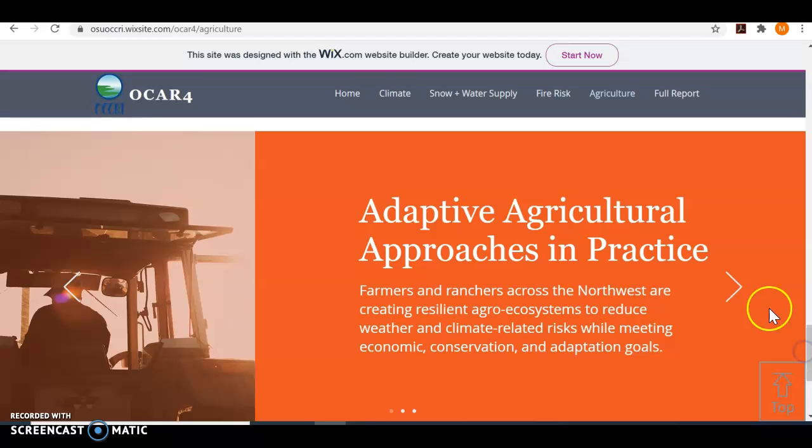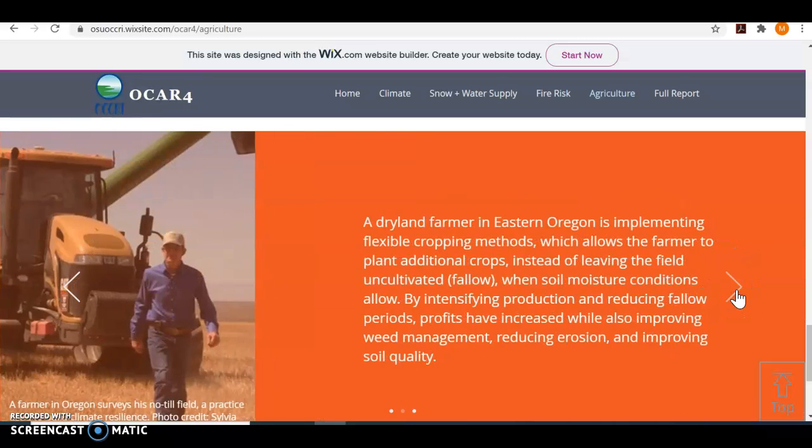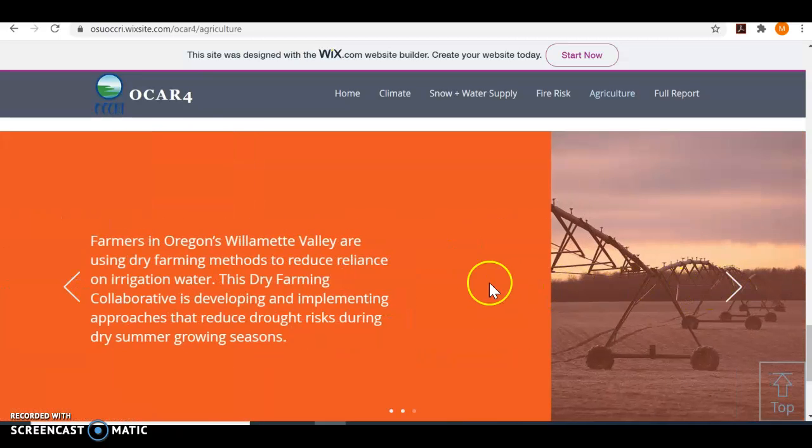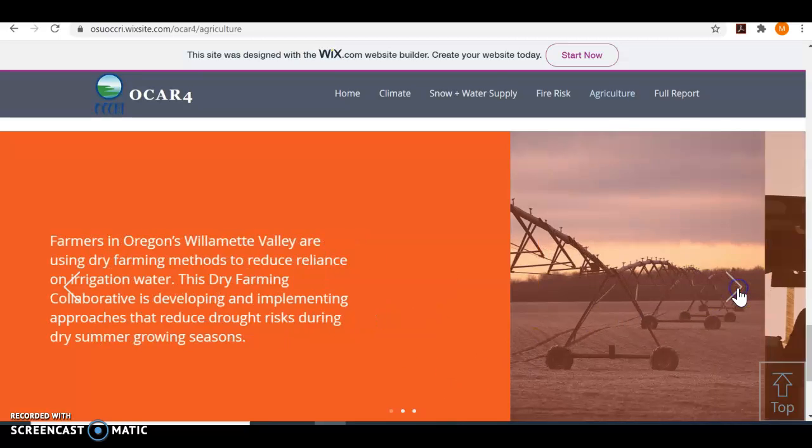And there's some interesting adaptive approaches that reduce weather and climate-related risks. One of them is farmers in Eastern Oregon doing no-till farming, described here. And then there's an interesting one in the Willamette Valley where they are using dry farming methods to reduce reliance on irrigation water. So this is already kind of maybe a little bit of a pre-adaptation to what might be more water-scarce summers. Something to be aware of.